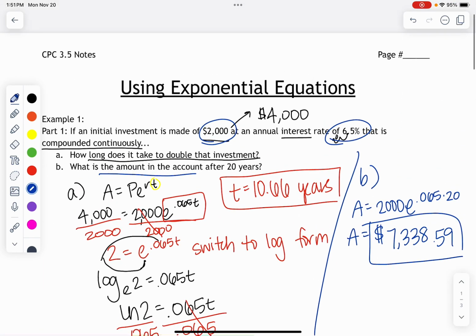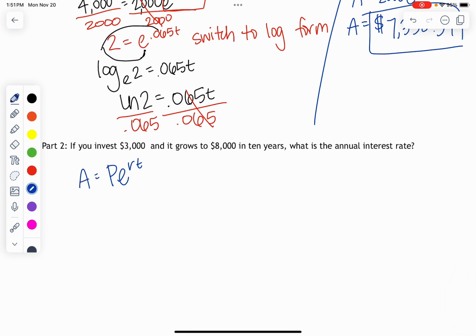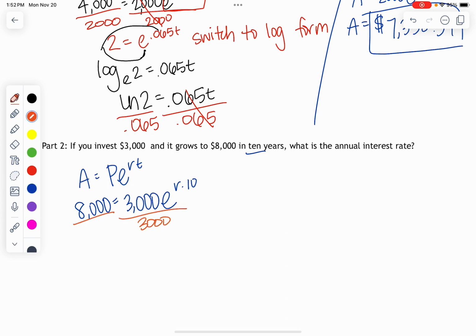So I am given no other information that says, or it's still part 1, I guess, so I'm still compounding continuously. So I'm still going to use the PERT formula. It says that my ending amount has to be 8,000. My initial amount is 3,000. E is my constant. R is I don't know. And then 10 is my t. So I'll solve that very similarly to solving A in part 1. I'll start with dividing both sides by 3,000. And I'm just going to leave that as 8/3.